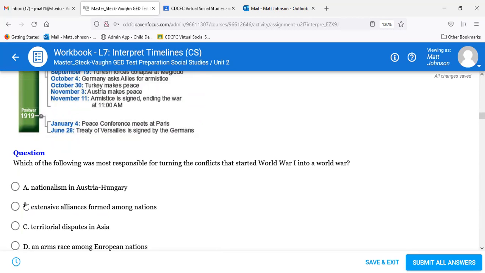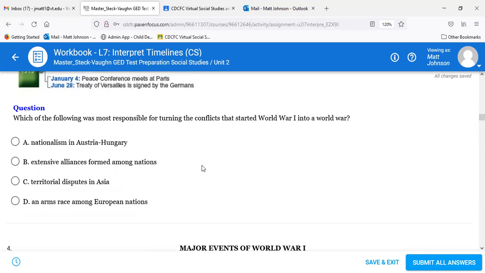Which of the following was the most responsible for turning the conflict that started World War One into a World War? A. Nationalism in Austria-Hungary. B. Extensive alliances formed among nations. C. Despots in Asia. D. An arms race among European nations.